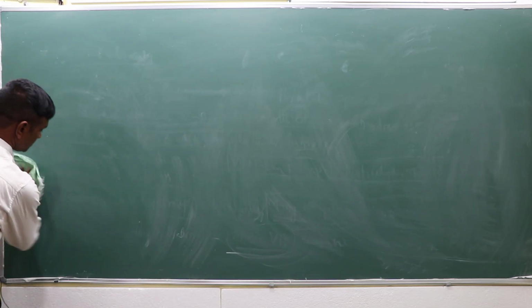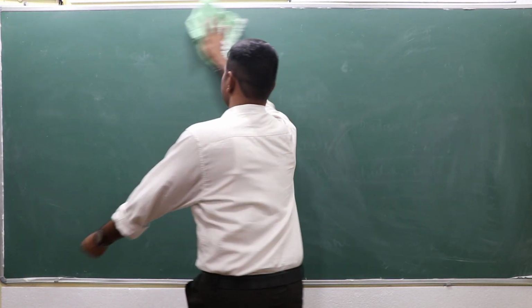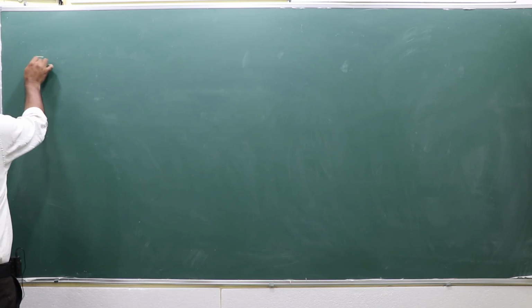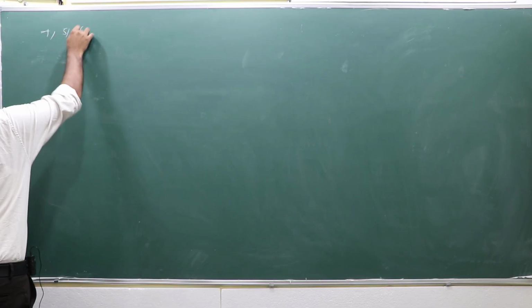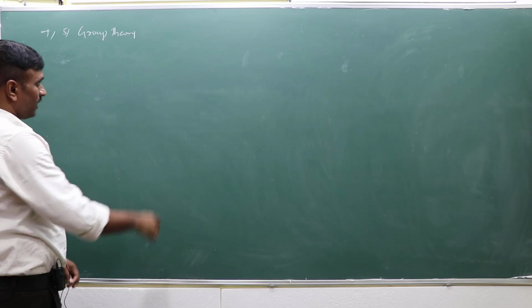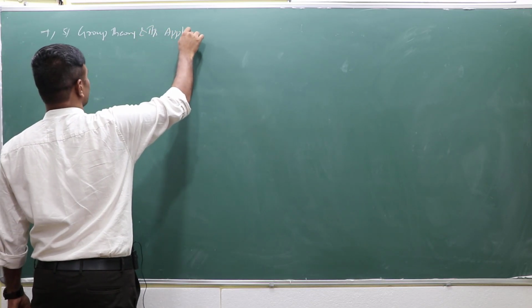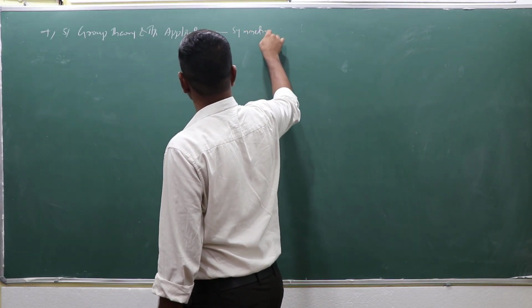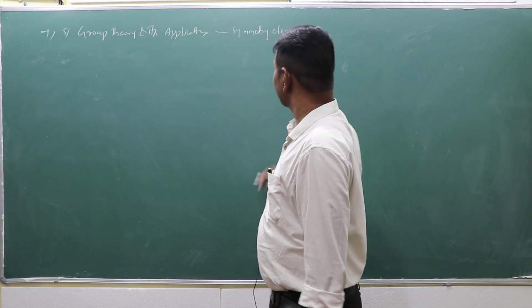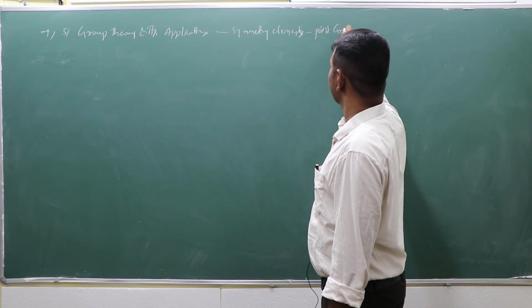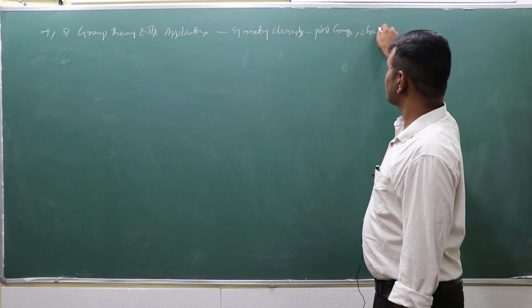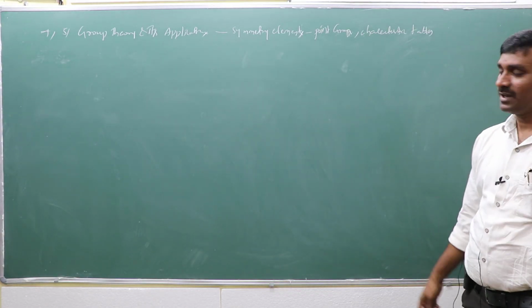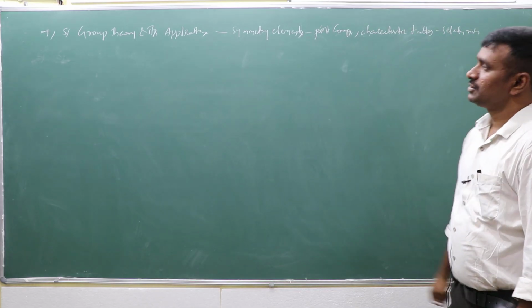The fifth unit mentioned in the syllabus is group theory and its applications: symmetry elements, point groups, characteristic tables and their applications, selection rules and their applications.